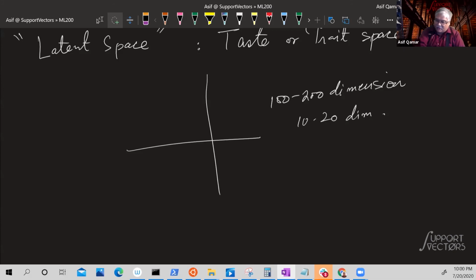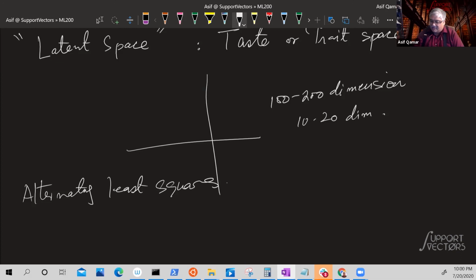And in fact, in this context, so this is actually the way you do it. It's not that different from regression. It's a form of regression. It's called alternating least squares. We will cover that whenever we do the math thing.